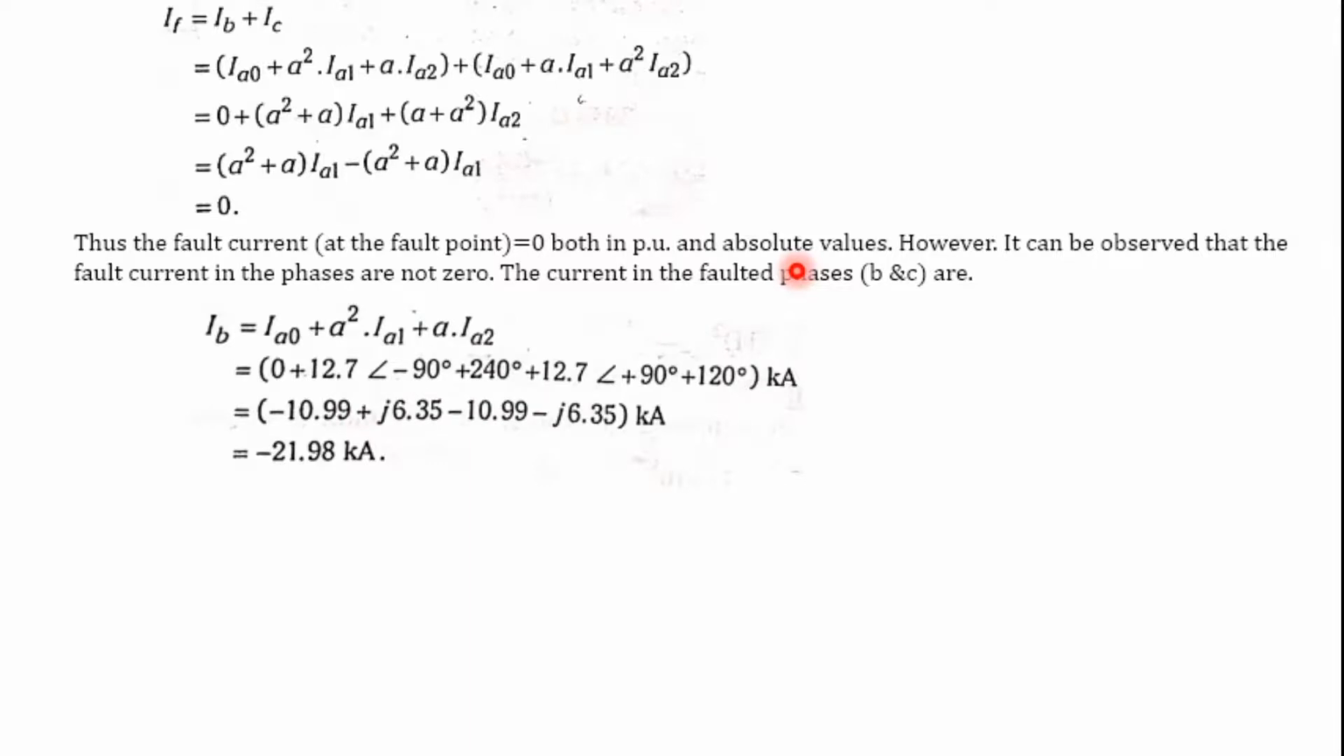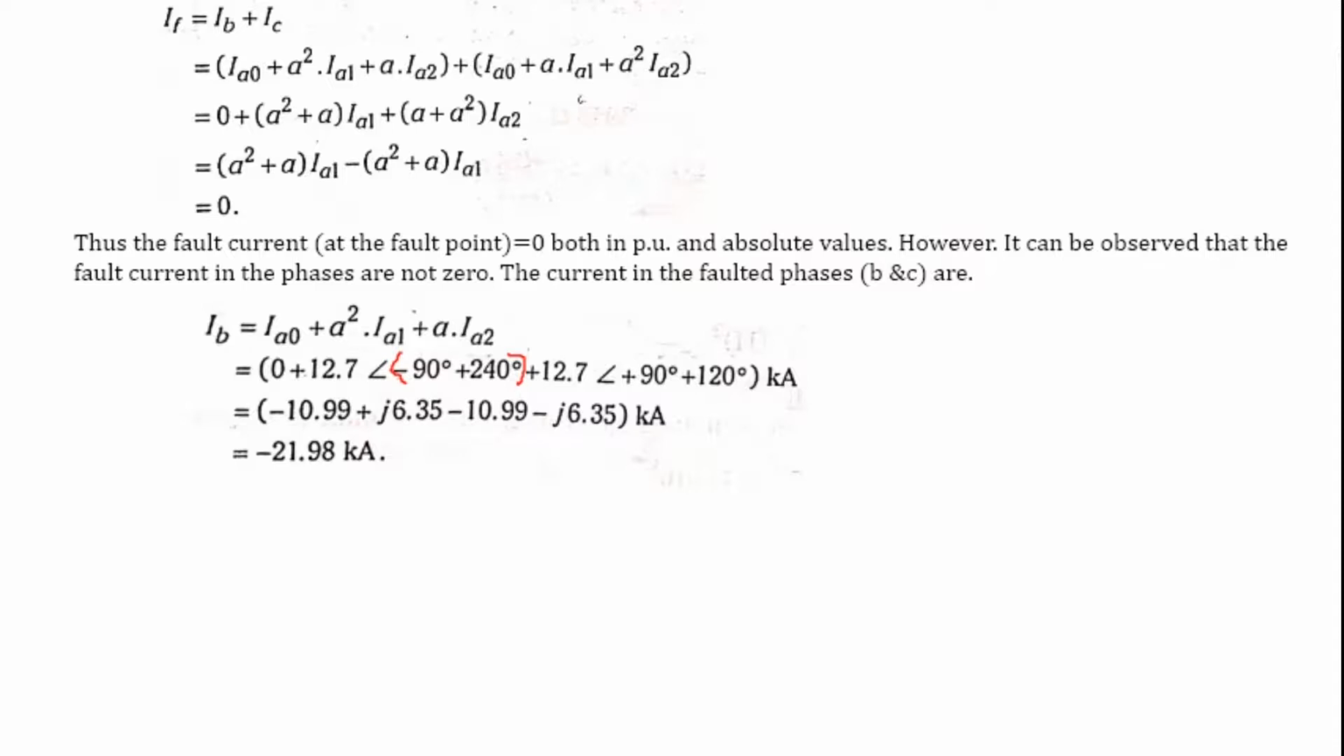So let us calculate independently what are the IB and IC values. IB is equal to IA naught plus A square into IA1 plus A into IA2. So what is IA naught? It is 0. We got the IA1 value as 12.7 at an angle of minus 90 degree. What is A square? A square is 240, the value for the angle, because A square is subjected to 240 degree. Also we got the IA2 value, where IA1 is equal to minus IA2.